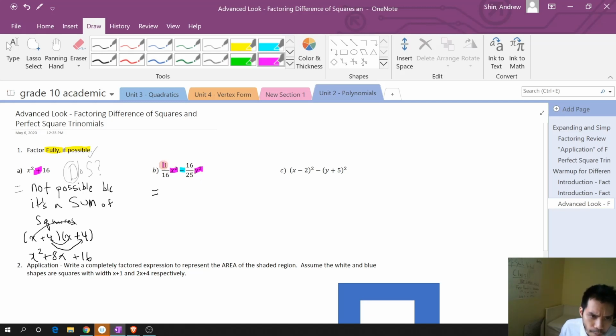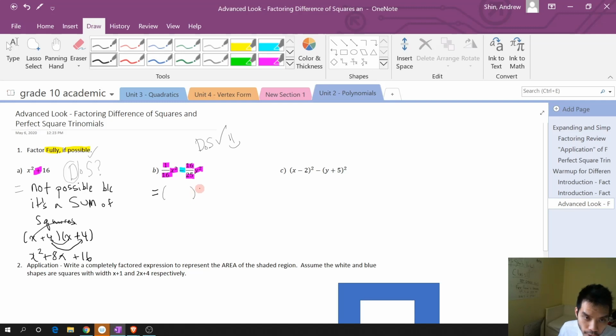I'm going to break this down. Is 1 a perfect square? Yes. Is 16 a perfect square? Yes. So that means everything here is a perfect square. Take a look over here. 16 again, perfect square. 25 we know is a perfect square. That means yes, this indeed is a difference of squares. So we are happy. Now we can apply what we learned about difference of squares.